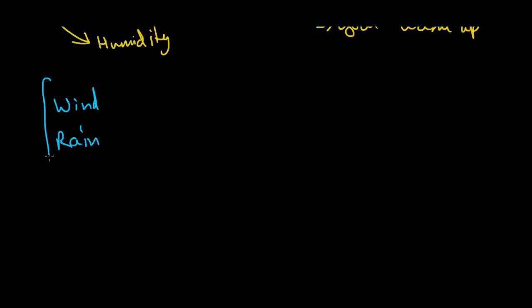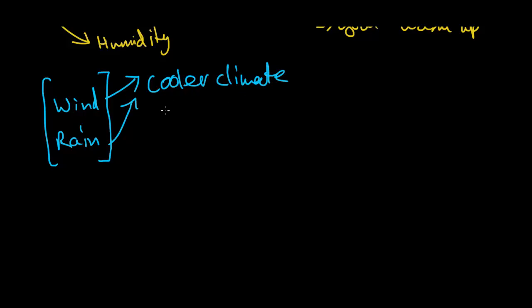So as you can see, again, I've grouped these two together because they have very similar strategies. If it's going to be windy and if it's going to be rainy, the chances are it's going to be a cooler climate, and chances are that the body temperature is going to decrease.